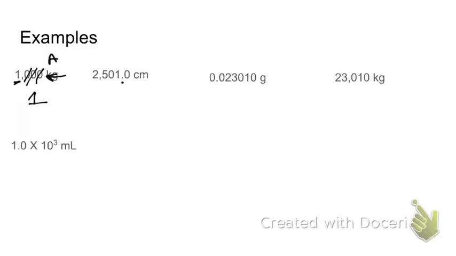Here the decimal is present. Start from the Pacific side. That's my first significant figure. I'm going to start counting 1, 2, 3, 4. So it has 1, 2, 3, 4, 5. This has 5 sig figs.